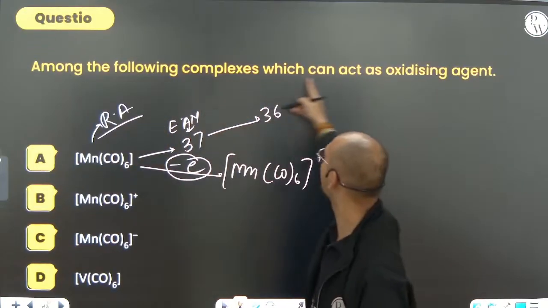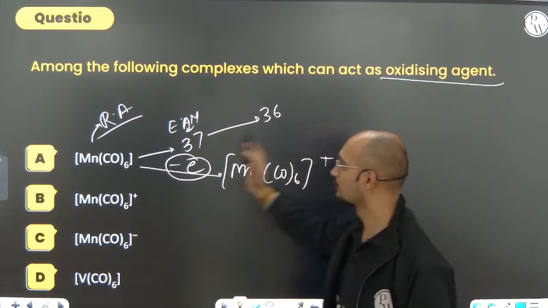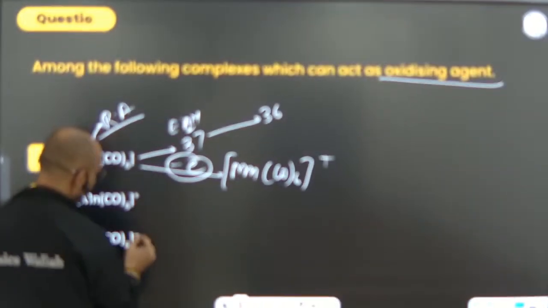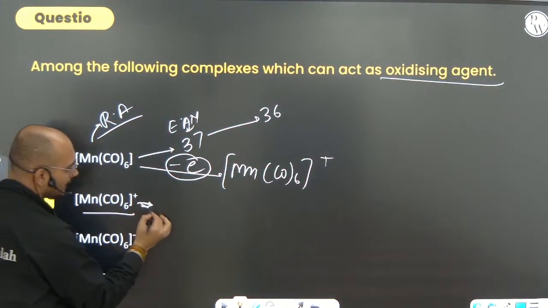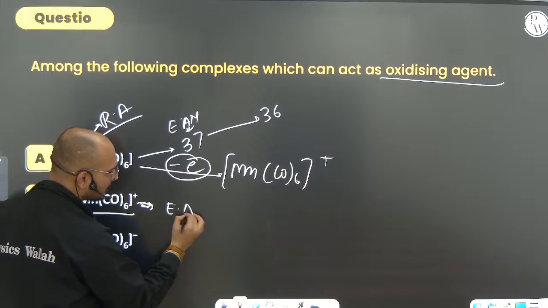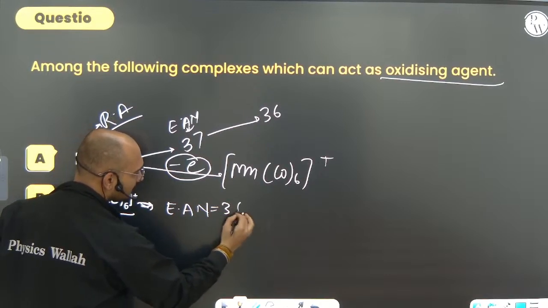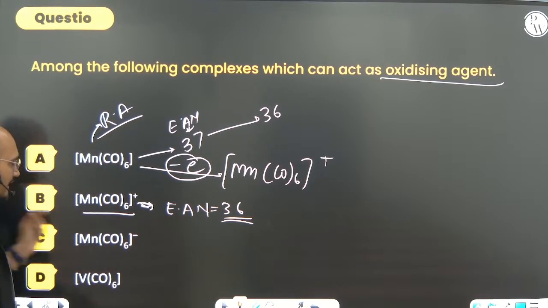What is it asking for? Acts as an oxidizing agent. No, this is a reducing agent. Mn(CO)6, what about this? Here the effective atomic number is already 36, so it is not going to do anything.